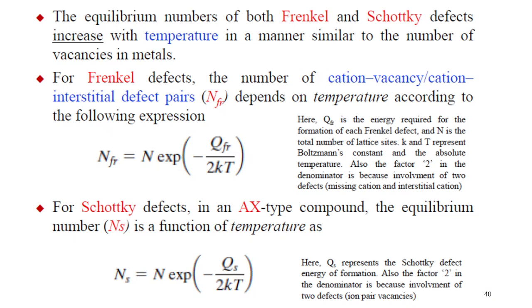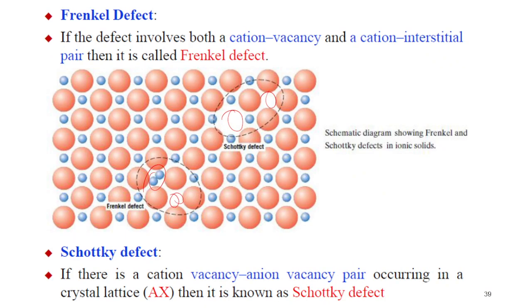Frenkel defect, explain one more thing. So in a Frenkel defect, usually you will have one vacancy and one interstitial defect together. So that will be a Frenkel defect. If it is a Schottky defect, we will have both vacancies, two vacancies, anion plus cation vacancy. So that is the usual difference between these two.